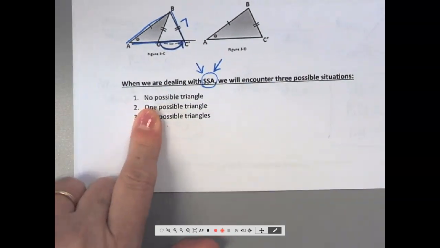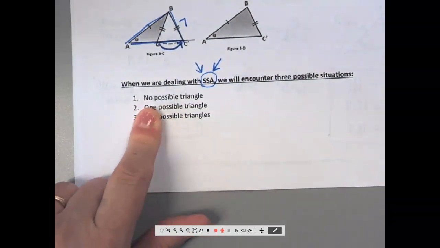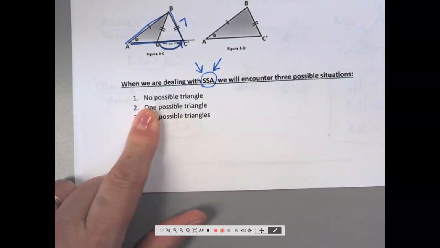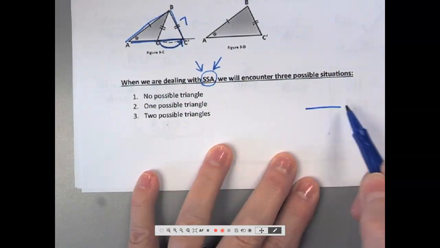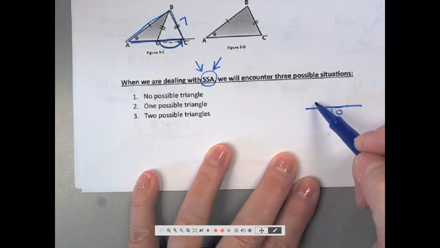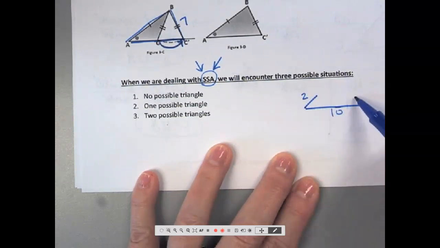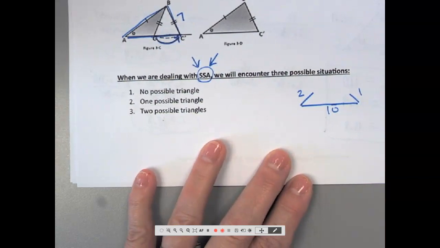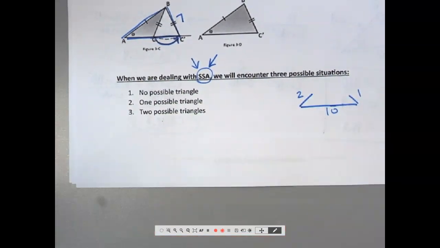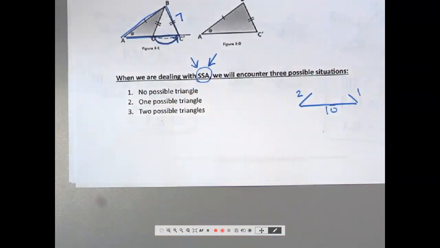What do I mean by no possible triangle? If I gave you any lengths, couldn't you make a triangle? No, not necessarily. To me, I think of it as like a staple. What if this is length 10, and I said take 2 and 1 and make a triangle? They won't reach, will they? So, do you see what I mean? It looks like a staple. Staple that hadn't been closed yet.